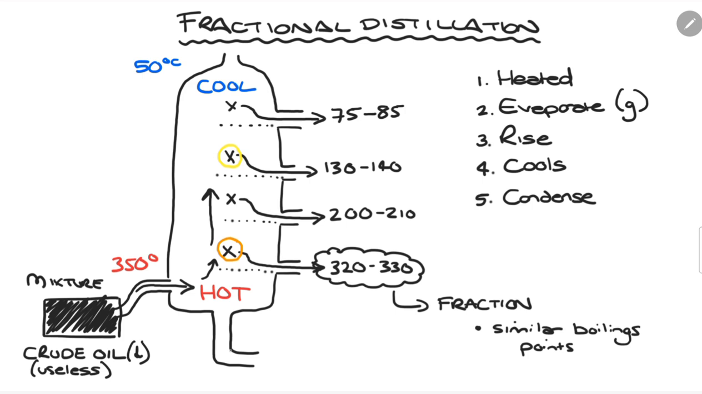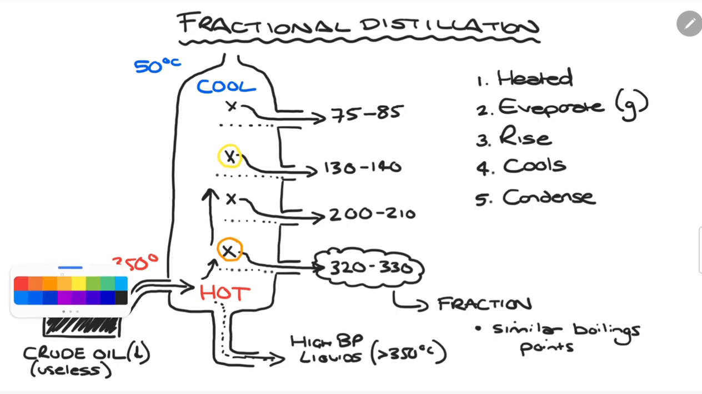Now, you could also have liquids which never evaporated in the first place, and they may come out of the bottom pipe because they may be high boiling point liquids, so high BP liquids, substances which had boiling points in excess of 350 because they never managed to boil in the first place in the fractional distillation column. And likewise, if we have some substances with a very low boiling point, they might just pipe themselves straight out up to the top.